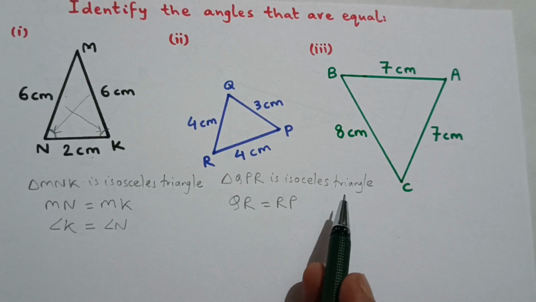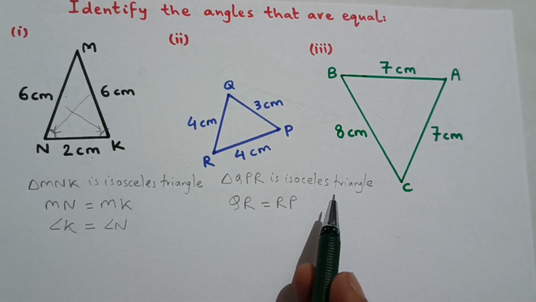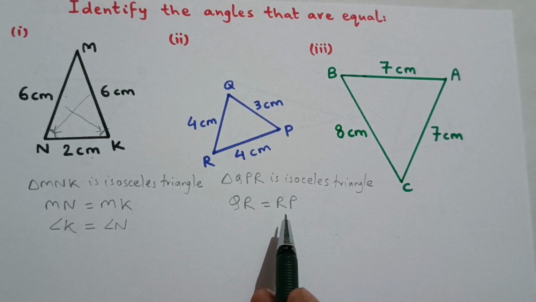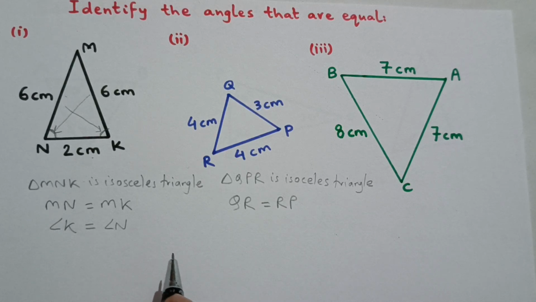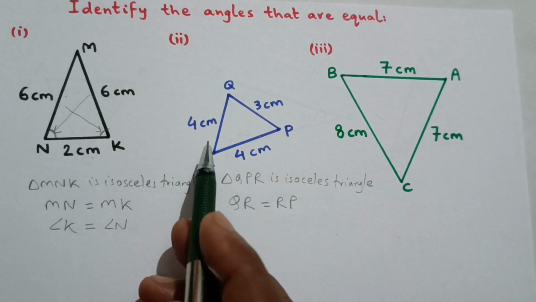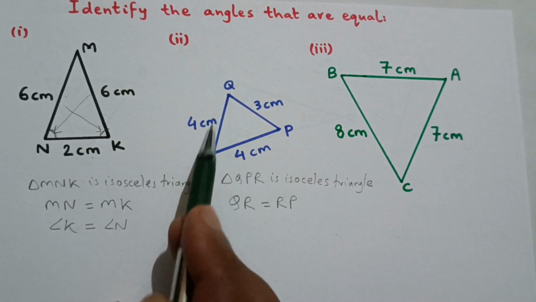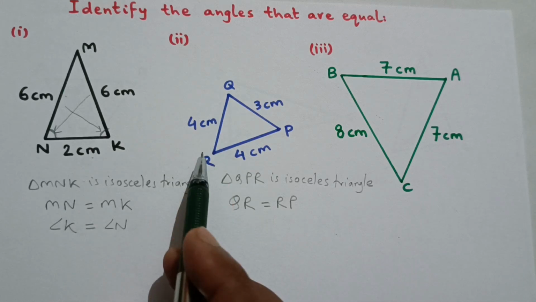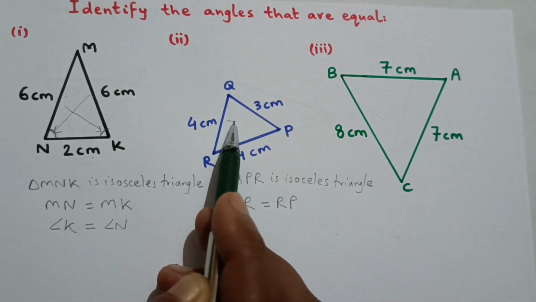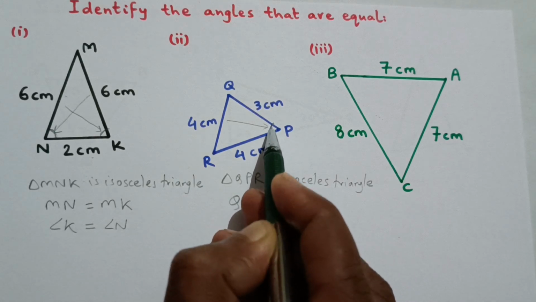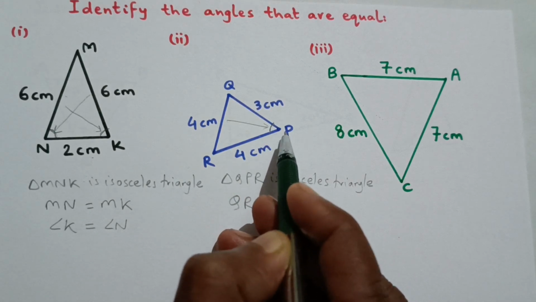Now in an isosceles triangle, two sides are equal and two angles are equal. We know the two sides that are equal. So let us find out which two angles are equal. So side QR and side RP. First let us look at side QR. For side QR, the angle that is opposite is this angle. So this angle is angle P.